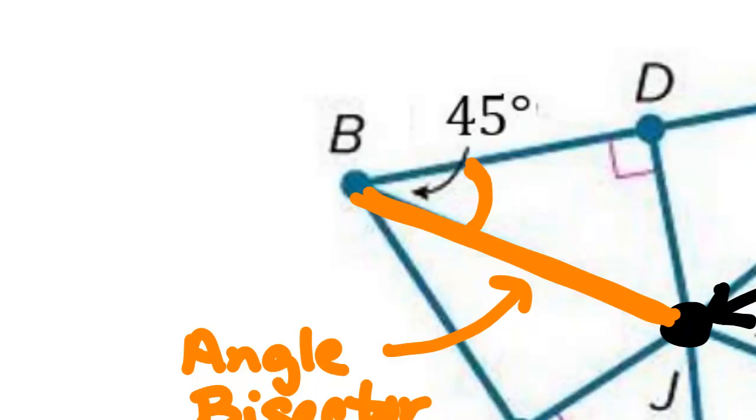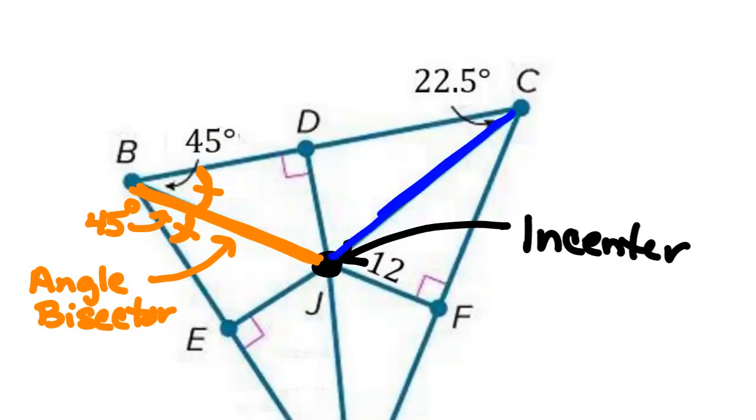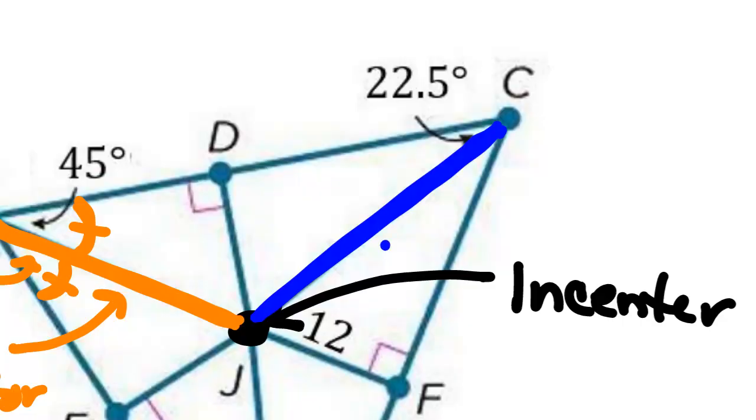So that means this angle is the same size as what? This is an angle bisector. This angle up here is the same size as, yes, JBE, the one right below it. This angle right here would also be 45 degrees. Give me another angle bisector in the picture. CJ, right here. This would also be an angle bisector.